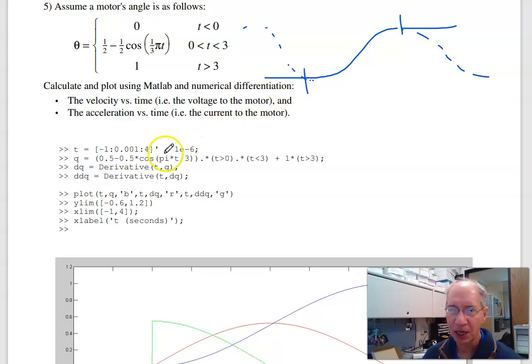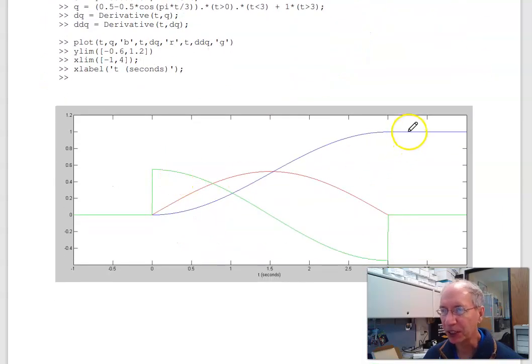Again, same trick. I'll throw the function into Matlab, find the first derivative, find the second derivative, and here's what it looks like. So this is the position. The red line is velocity. That'd be the voltage to the motor. The green line is acceleration. That's the current to the motor. This is a much better, more reasonable path for a robot arm or a motor. To go from 0 to 1 radian, if I follow this path, I have finite voltages and finite current.